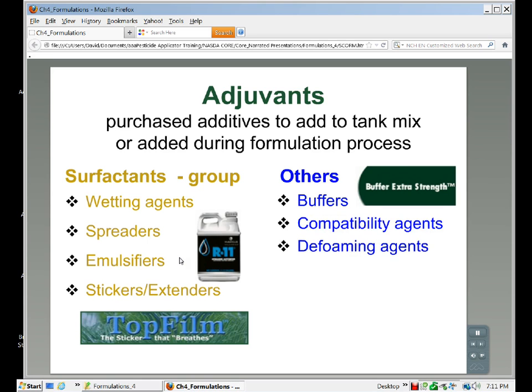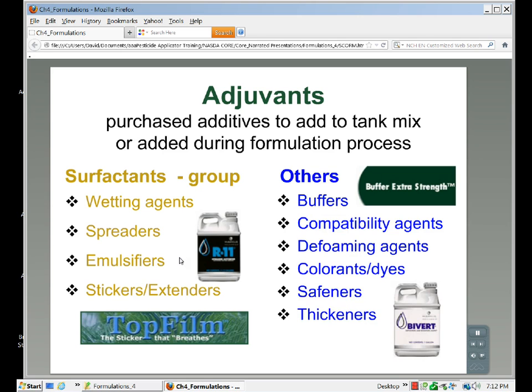Compatibility and defoaming agents assist with mixing, and safeners reduce injury to some plants. Colorants or dyes are used for either safety reasons or to assist the applicator in seeing what area has been treated and what area has not been treated. Thickeners are used to reduce spray drift.